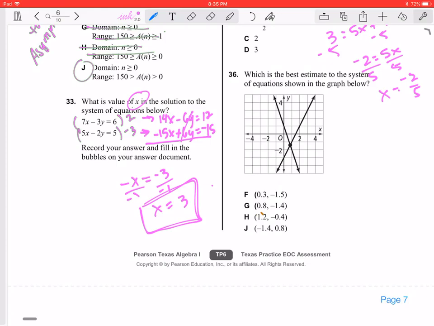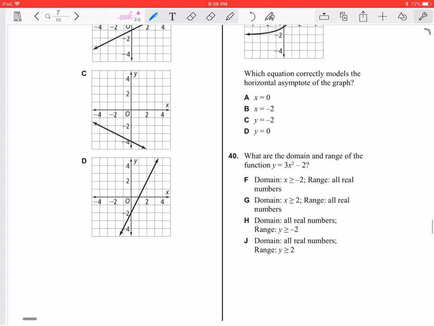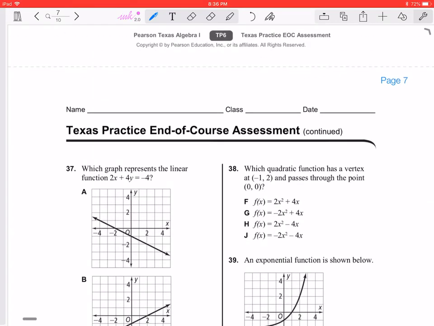Number 36, which best estimate shows the solution of the system of equations shown below? So our x value is between 0 and 1, and it's not negative, so it can't be H, and it can't be J. It's closer to 1 than it is to 0.3, so our answer is G. And I will go over page 7 in the next video.